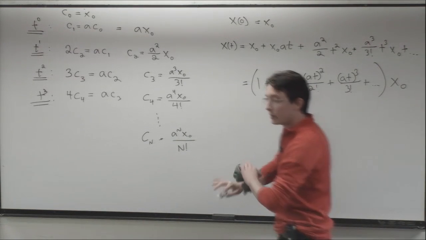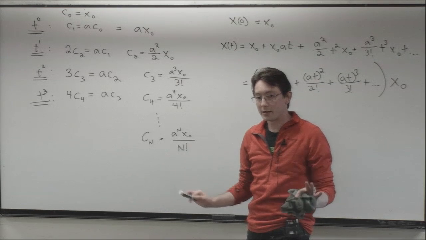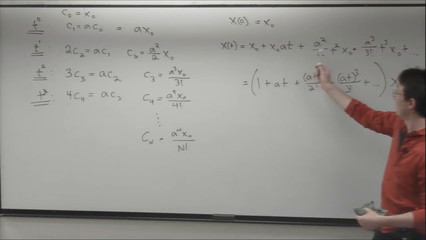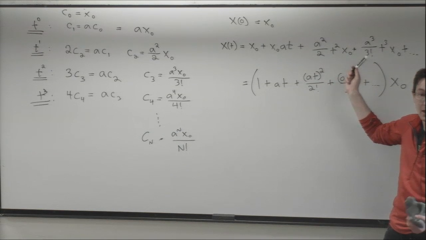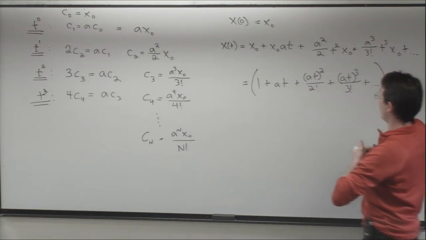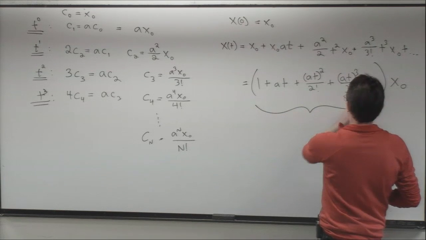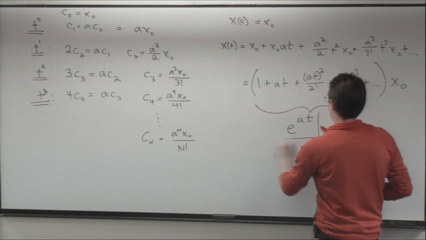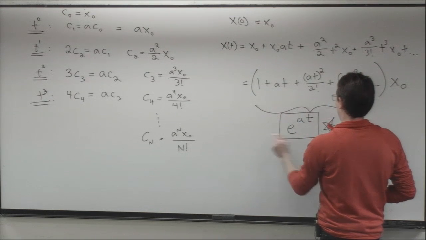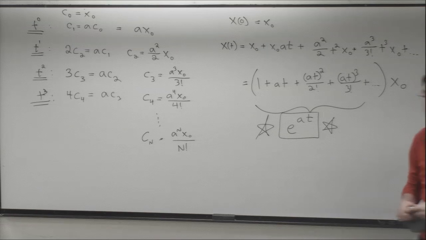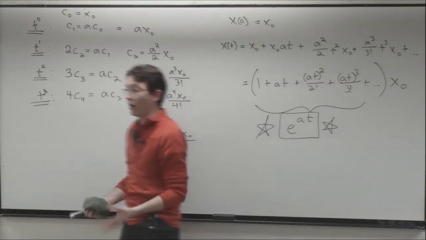Essentially, we haven't assumed anything about the solution except that we can write it as an expansion in powers of t. Then we solve for what the coefficients of that expansion have to be. And what we get out is the exponential function. So this is e to the at times x naught.